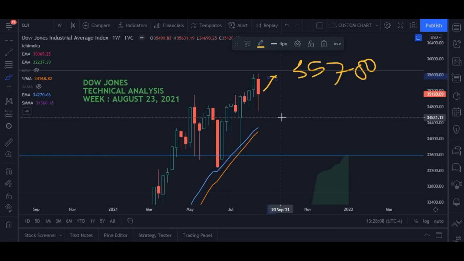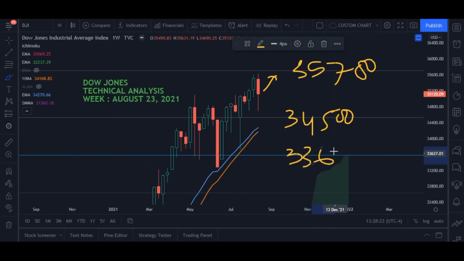So we have a good support here, and this good support is at 34,500. As I told you last week also, this is the 34,500, and then we have a very critical support here. This is at 33,500 to 33,600. This is a very critical support. But yes, this will act as very good support because of this confluence zone.